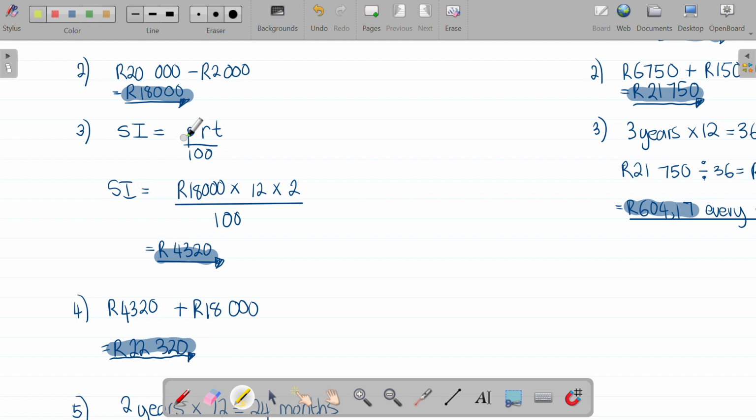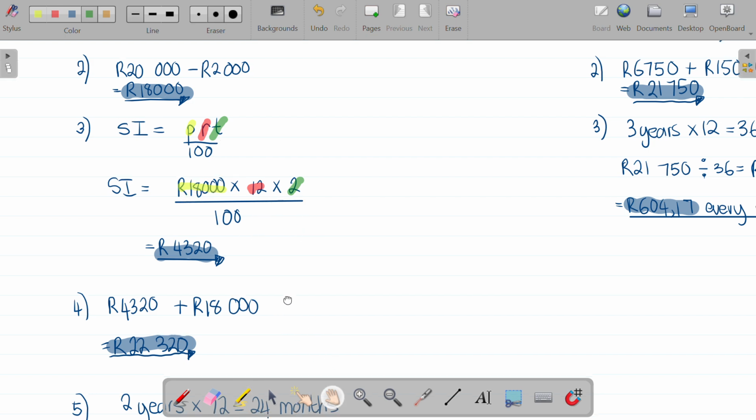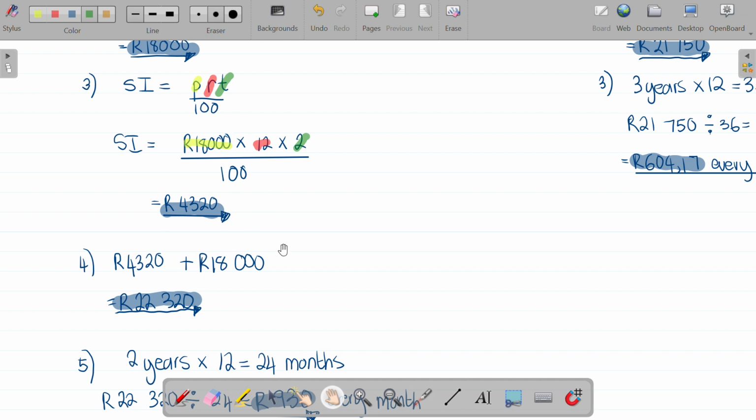The amount that I am borrowing is the 18,000, that is P. My R, the interest rate, is 12%. They're charging it at 12%. My time in years, I am borrowing it for 2 years, and you write it over 100. You put this into your calculator and you get your answer of 4,320 Rand.